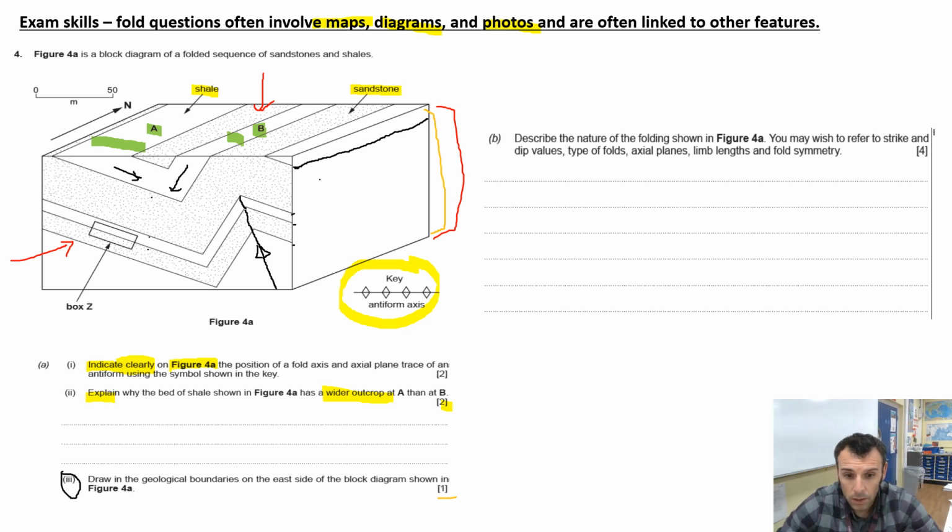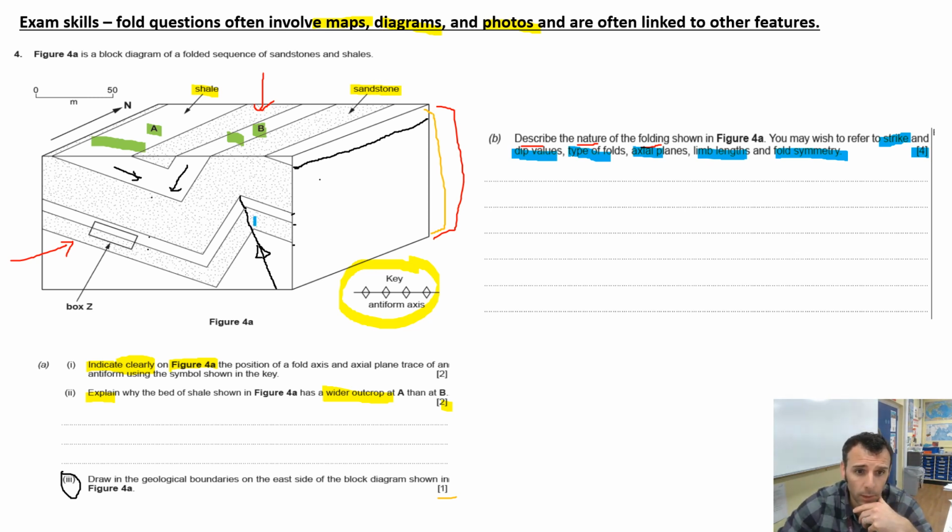The last question really is the one I want to focus a little bit of time on, and it's asking to describe the nature of the folding. Obviously we know all folding is about compression, so you might want to start by mentioning that, but it's also giving you a clue as to what it wants you to focus on. It wants you to refer to the strike, dip values, type of folds, axial planes, limb lengths, and fold symmetry. That's 4 marks. That's giving you basically the points that you need to mention.